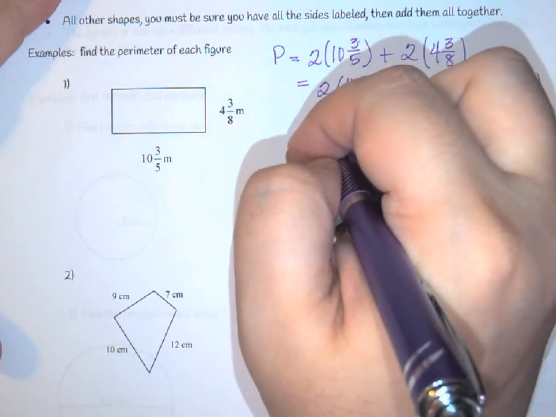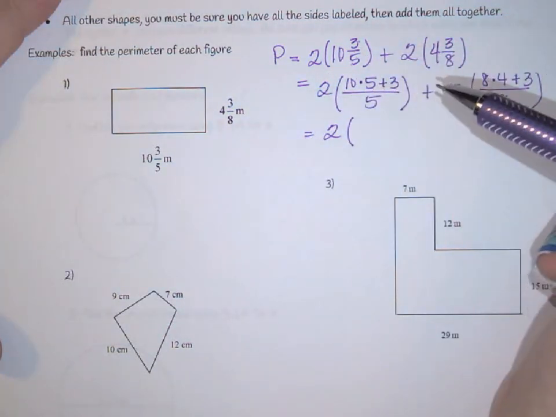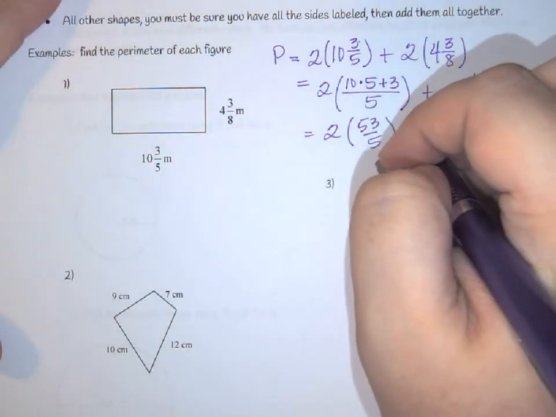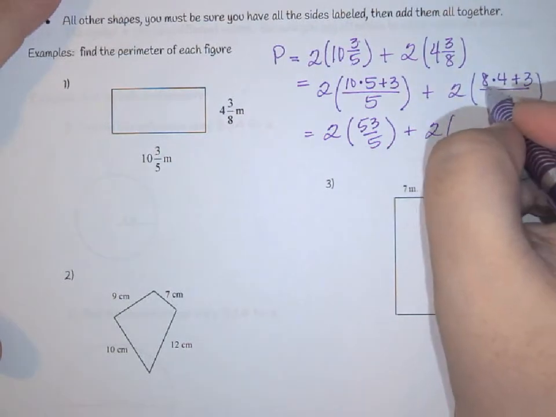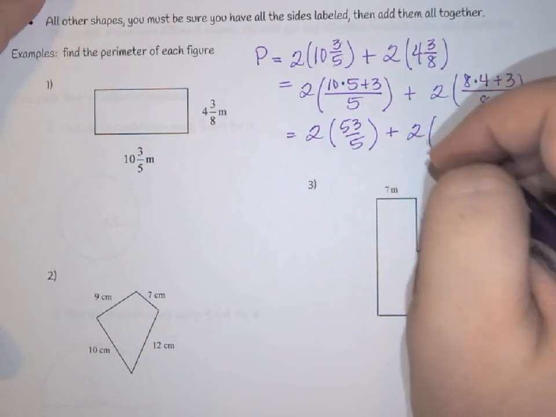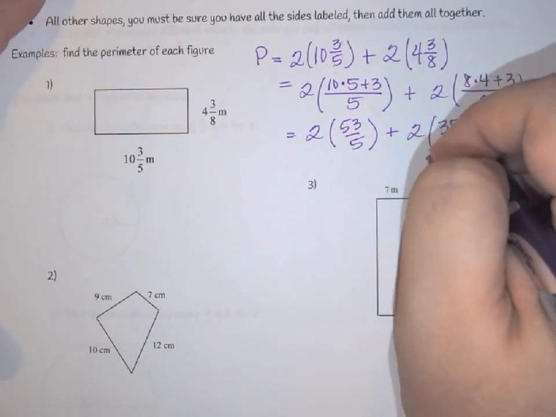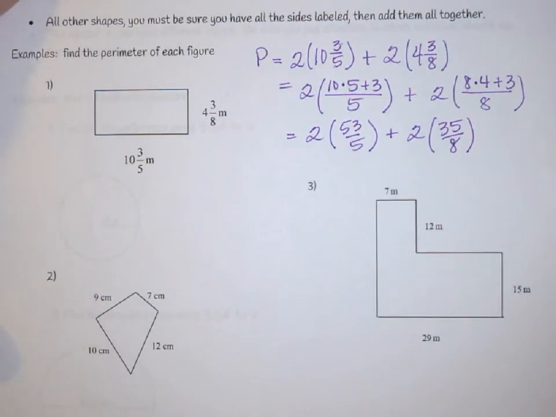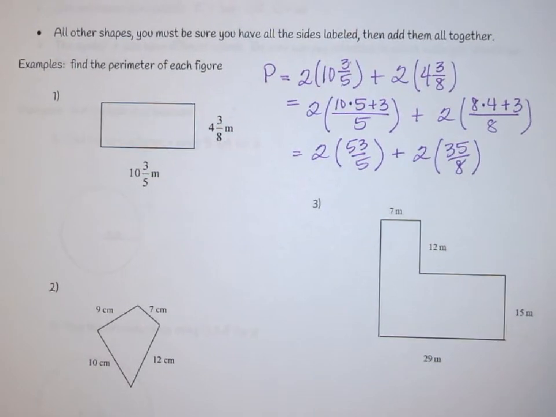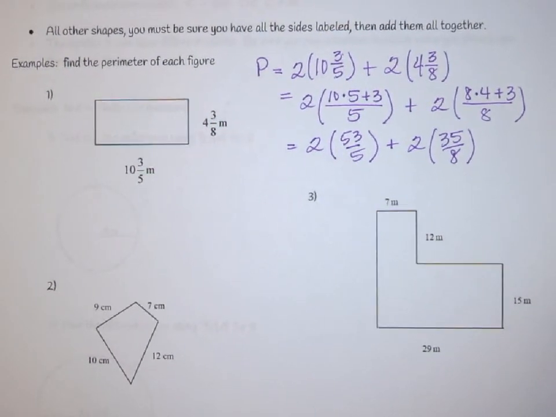So this is going to give you 2 times 10 times 5 is 50 plus 3 gives you 53 over 5. And then I have 2 times 4 times 8 is 32 plus 3 more gives you 35. So this is 35 over 8. So then we would go ahead and multiply those together, and then you would add them. Now another thing that you can do is you could either leave this in fraction form or you can switch it over to your decimal form, whichever you choose.